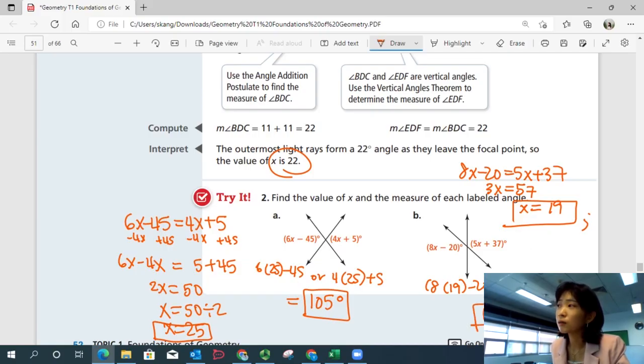132 degrees. Okay? Check your answers. If you got both of them correct, good job. If you figured out the x's and you didn't figure out the angles, try again, see if you can get it. Make sure you solve for the angles.